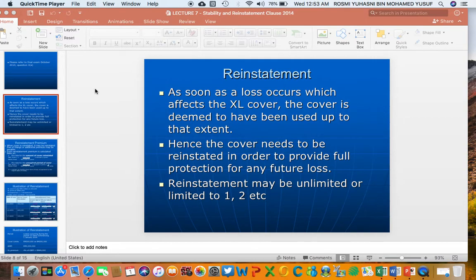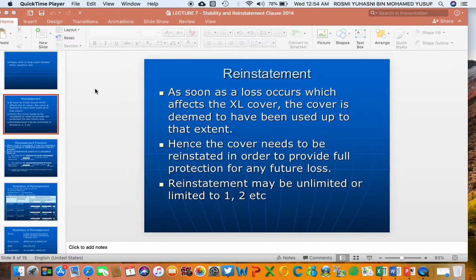Hi everyone. Today's topic is on reinstatement clause. So what does it mean by reinstatement? Reinstatement in the context of reinsurance means the insurer is allowed to increase back the original cover back to the original amount.